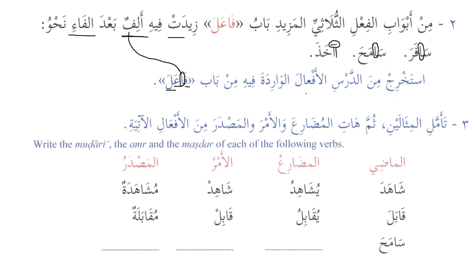استخرج من الدرس الأفعال الواردة فيه من باب فعل. So استخرج, we have to take, or we have to bring out. استخرج يستخرج استخراجا, form number 10. From من الدرس, from the lesson, الأفعال الواردة فيه من باب فعل. So the verbs that are from bab فعل. So I'm sure you can do that, right? We have gone through the whole lesson. We have discussed all the text in detail, and inshallah, I'm sure you can do that. It's doable. It's not something difficult.